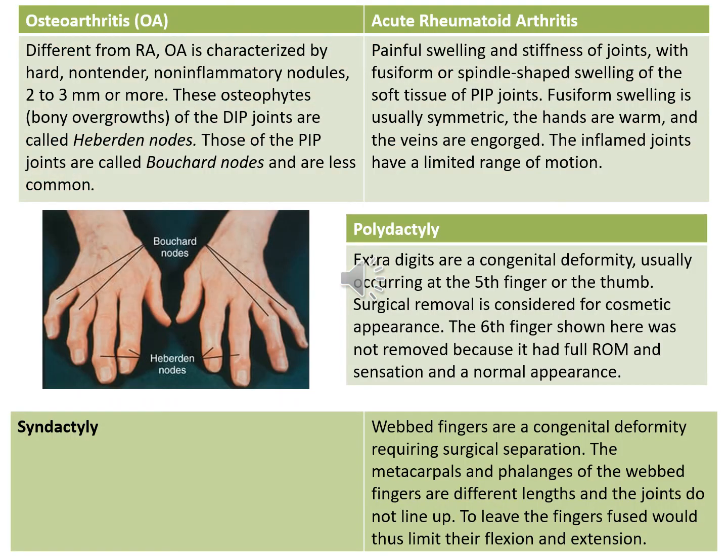Then on this slide, I wanted to talk about osteoarthritis and what type of deformities you might notice. So different from rheumatoid arthritis, it's characterized by hard, non-tender, non-inflammatory nodules. These growths are called Heberden nodes, and then they've got the Bouchard nodes, which are less common. So just remember those two terms related to osteoarthritis, and then just study over the rest of this section here that I've included from your text.